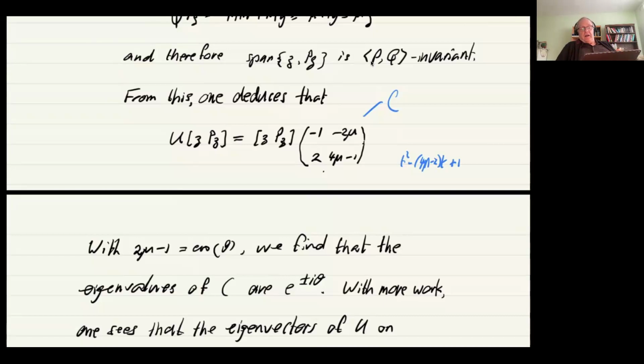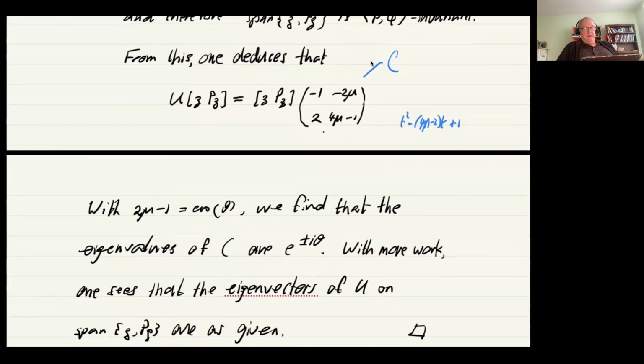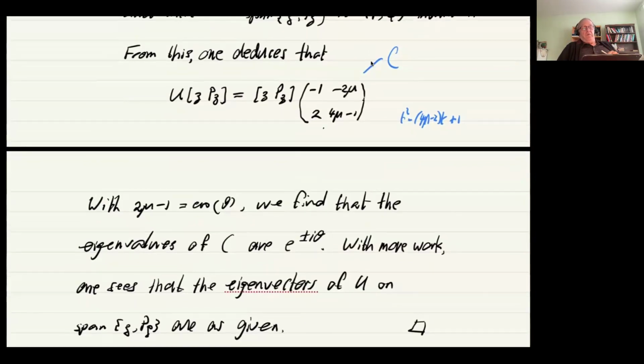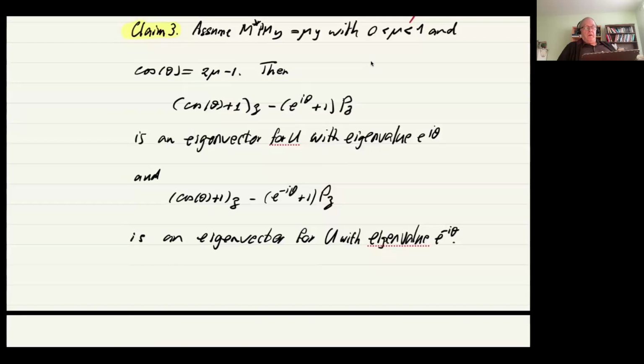Now, the trick is if we make this assumption, then you discover that the eigenvalues of this matrix are e to plus or minus i theta. And with some more work, you see that the eigenvectors of the span are as given. Okay, so I'm not going to go through the dirty details, but it's more a matter of keeping the notation straight. So now we have all the eigenvalues and all the eigenvectors for the transition matrix.